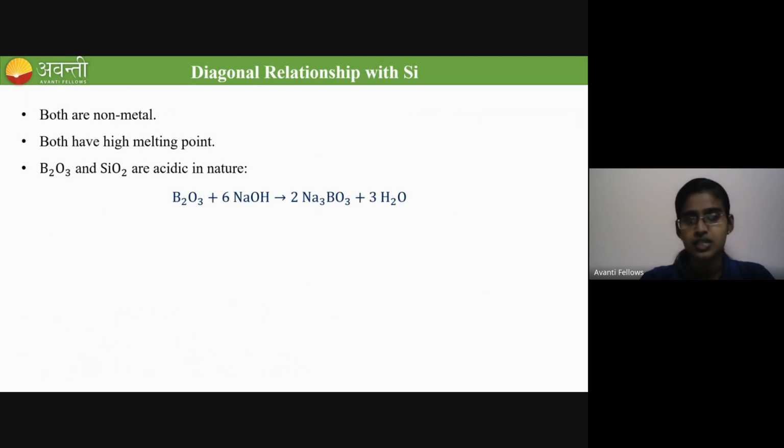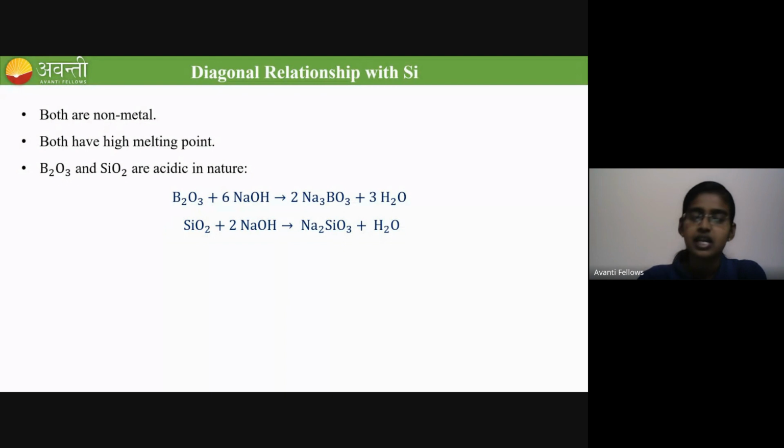Like in this reaction, you see, when B2O3 is treated with sodium hydroxide, sodium hydroxide is a base. If this is a base, obviously B2O3 should be an acid, right? Only base reacts with acid. So they form sodium borate and H2O. They form a salt with the release of H2O. So in the same manner, silicon dioxide, SiO2, also reacts with sodium hydroxide to give a salt. So in this reaction, SiO2 is acting as an acid. So both the oxides of boron and silicon are acidic in nature.